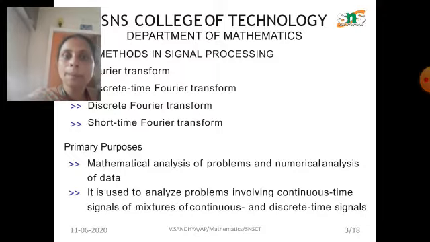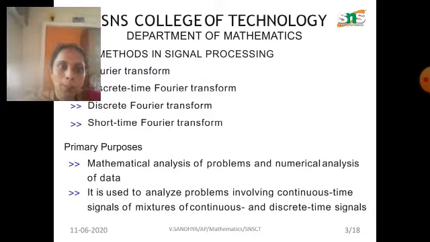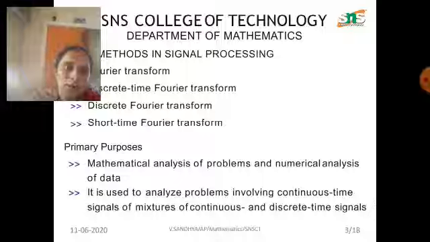Next we see primary purposes for signal processing: mathematical analysis of problems and numerical analysis of data. It is used to analyze problems involving continuous time signals or mixtures of continuous and discrete time signals.